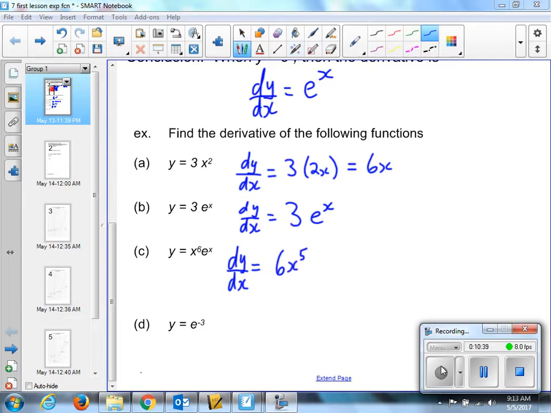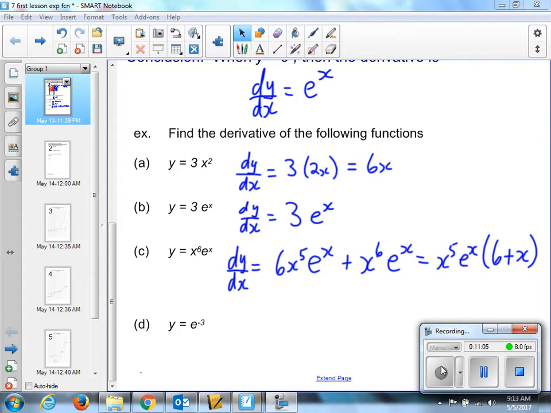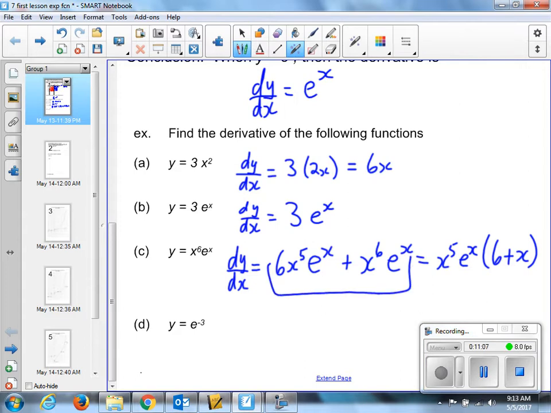As mentioned, derivative of the first thing, 6x to the 5, second thing left alone, e to the x. Plus, derivative is the same thing, though, e to the x. Now, you could factor this. The x to the 5, e to the x would come out. But really what I want is already written in there, but e to the x, this turns into 6 plus x. Okay. But, like I said, this is gold.